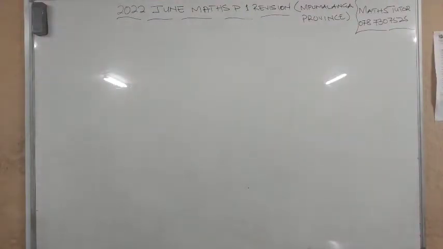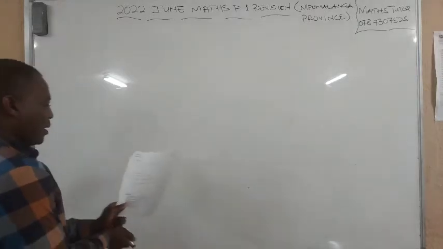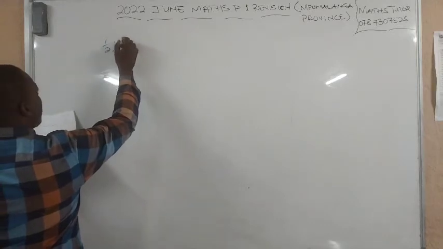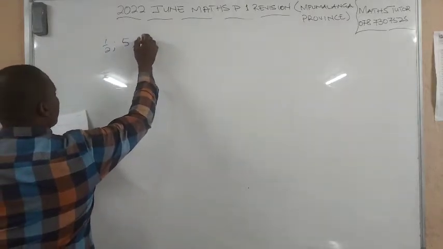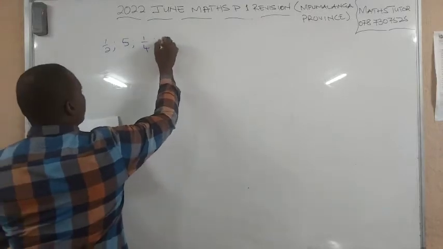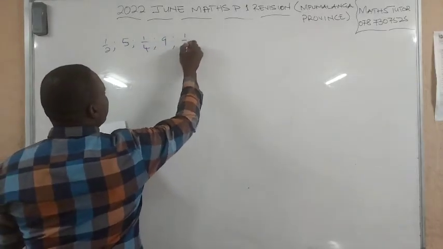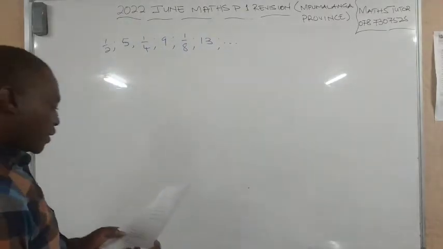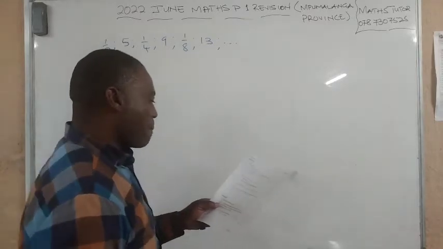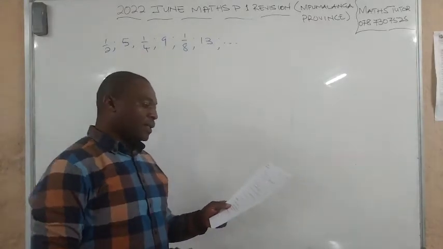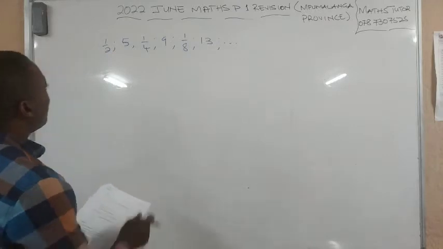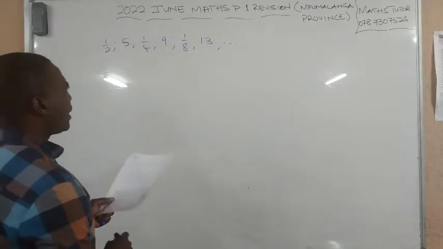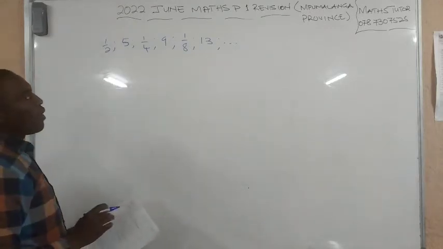Two point one. We are given the sequence half, 5, 1 over 4, 9, 1 over 8, 18, and it continues. So 2.1, if the pattern continues, write down the next two terms. If we look at this pattern, we should be able to see very quickly that it is a 2-in-1.